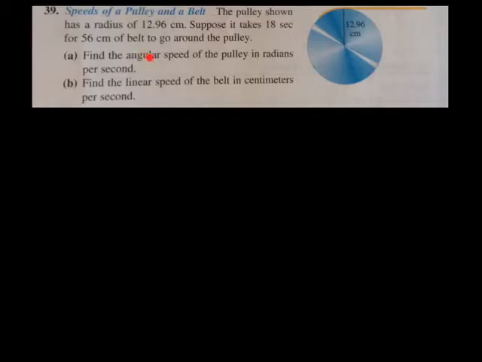Okay, so that's what it's doing. First thing we're doing is finding angular speed in radians per second. The next thing we're doing is finding the linear speed in centimeters per second. So this we're finding distance, centimeters. This we're finding angle, how fast this angle is growing per second. So let's look at what we've got.